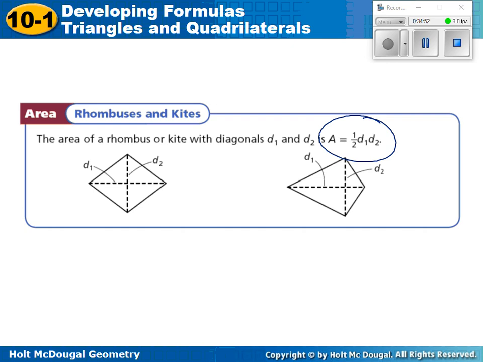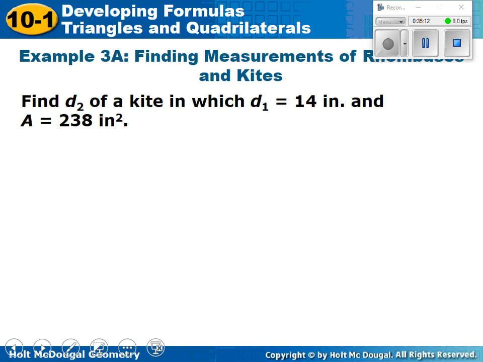You add the bases in a trapezoid, you multiply the diagonals in a trapezoid and kite. D1 times D2, B1 plus B2. Be very, very careful with those two formulas. Okay? At this point, then, it's just plugging in your diagonals and working the problems, but they always, of course, make them a little bit harder. So we start with something that's pretty simple right here. Go ahead and see if you can find D2 of this kite.